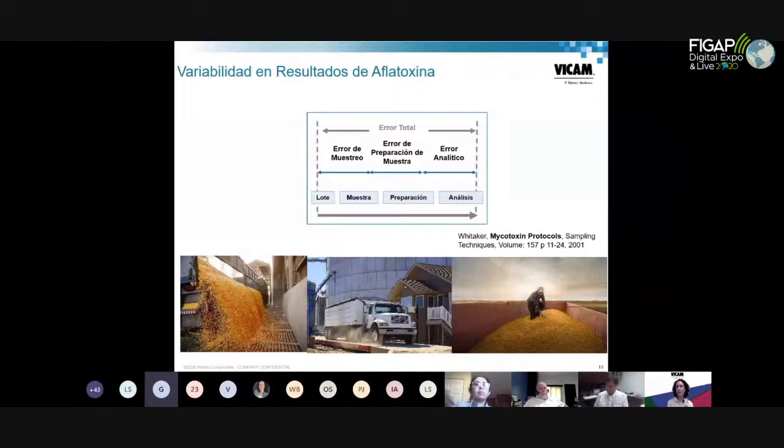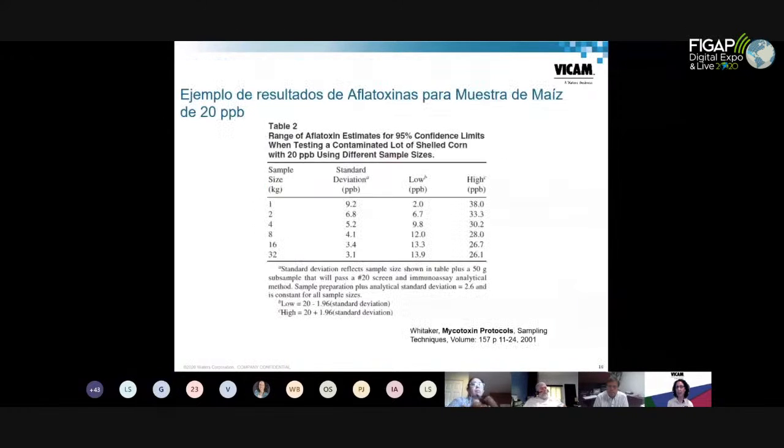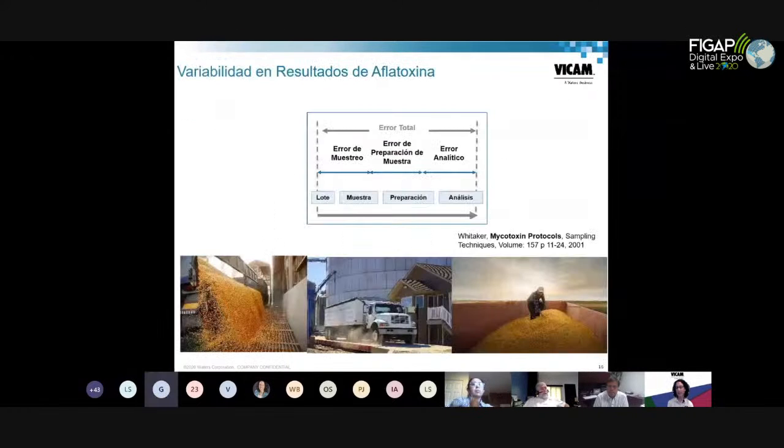So for the total error, most of the error variability on the sample will come from the sampling and sample preparation.